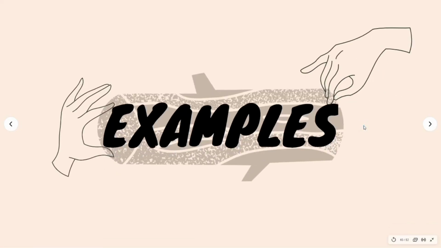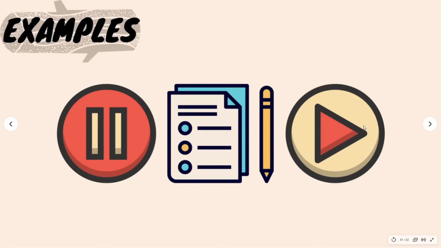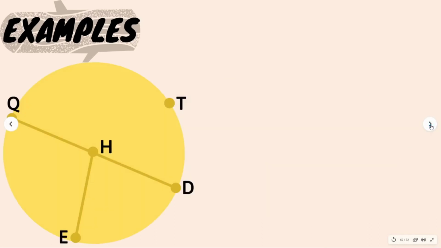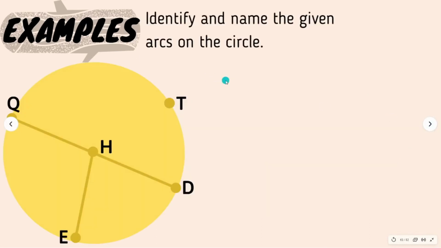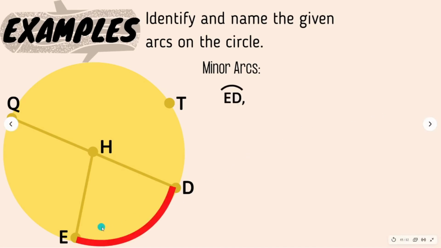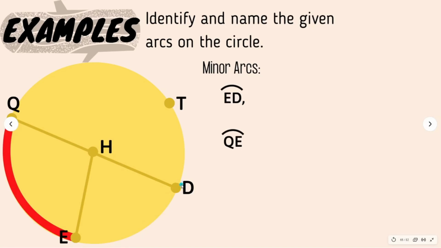Okay, now again for the examples. You can also pause the video then answer. So in this figure, we need to identify and name the given arcs on the circle. First are the minor arcs. The minor arcs are arc ED and arc QE.